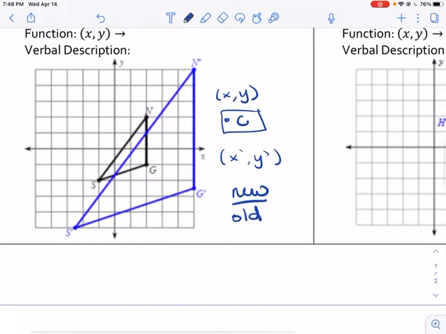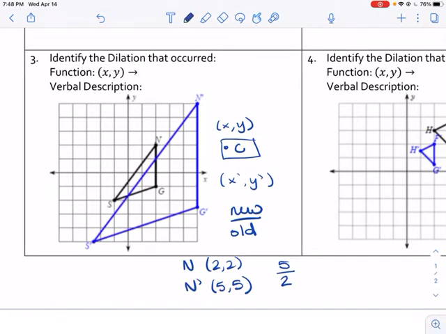Okay, I'm going to do it with n and n prime. So my n coordinates are 2, 2, and my n prime coordinates are 5, 5. So I need to find out what multiplied with n to get n prime. So I'm going to divide the n prime coordinate by the n coordinate, and they're both the same, so it's pretty easy to do. So when I divide it, 5 divided by 2, that's it. That's the whole scale factor. You don't actually need to simplify this. It doesn't simplify at all, so we're just going to keep 5 halves as our scale factor. I'm going to put 5 halves x and 5 halves y.